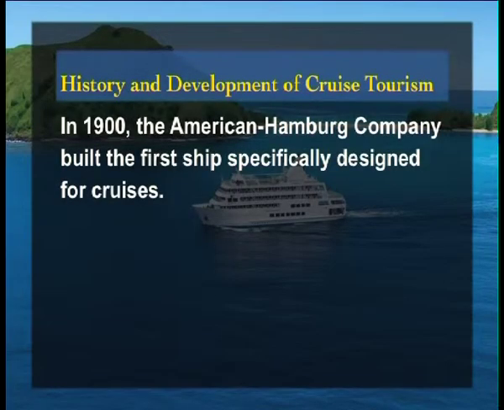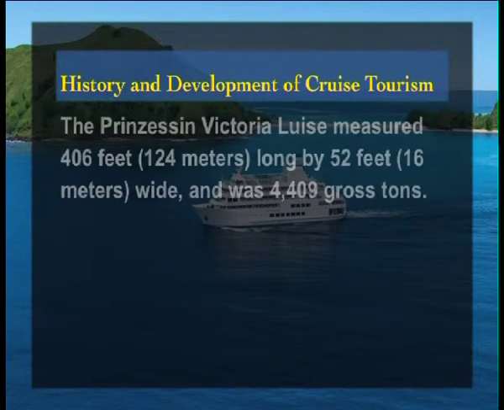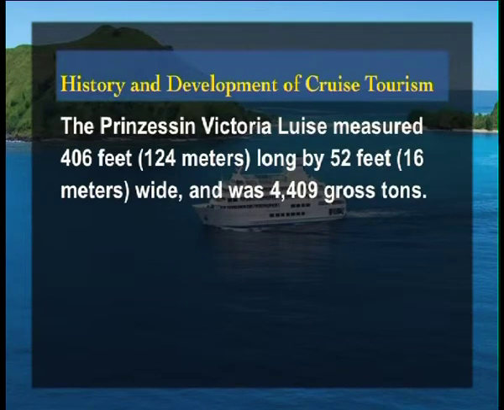In 1900, the American Hamburg Company built the first ship specifically designed for cruises. The Prinzessin Victoria Luise measured 406 feet, that is 124 meters long, and 52 feet, that is 16 meters wide, and was 4,409 gross tons. In nautical terms, a ton, typically called a gross register ton or gross ton, does not measure weight. It represents 100 cubic feet of internal capacity.